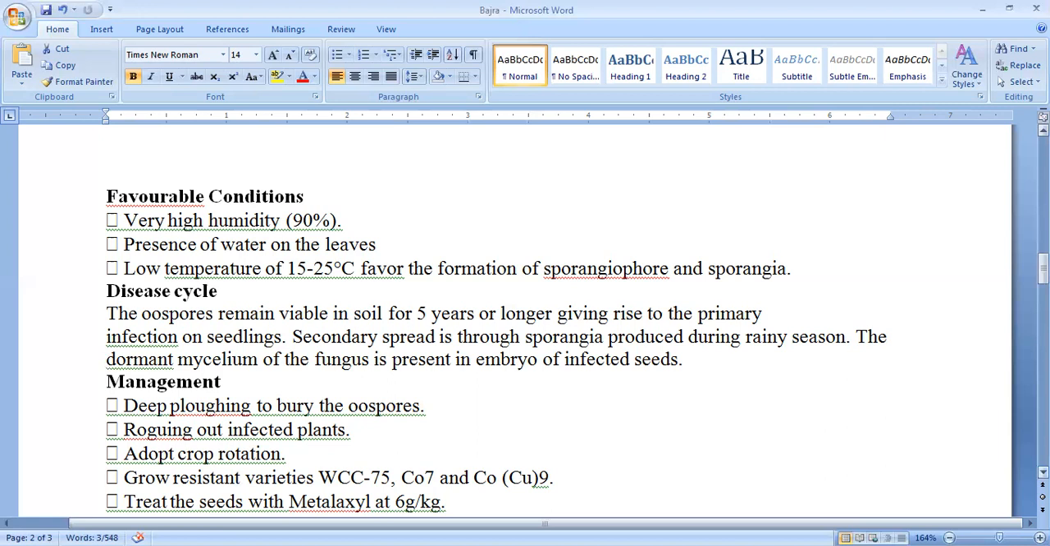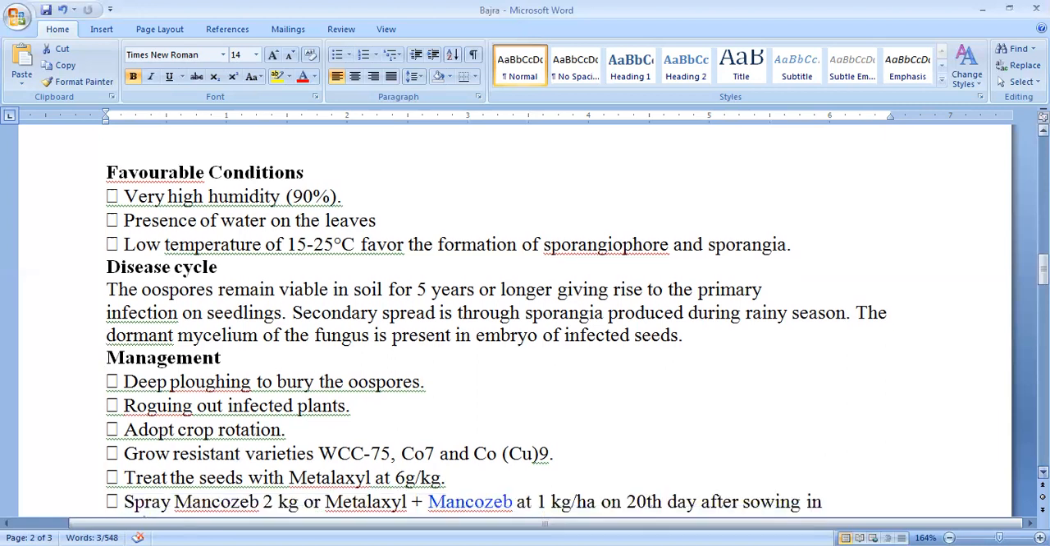So when we are removing the diseased plants, we are reducing the infection. Adopting crop rotation: whatever oospores are present, if they are not going to infect the next season, there's a lesser chance. Then resistant varieties we can grow, that is CO7, WCC75 and others. Now what is the chemical treatment?